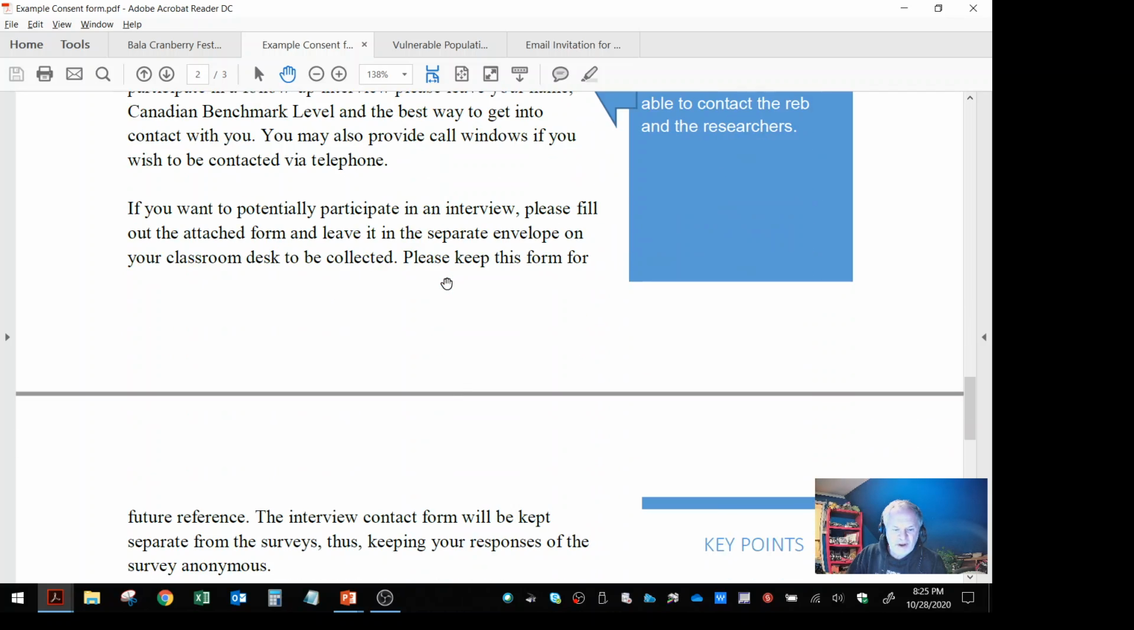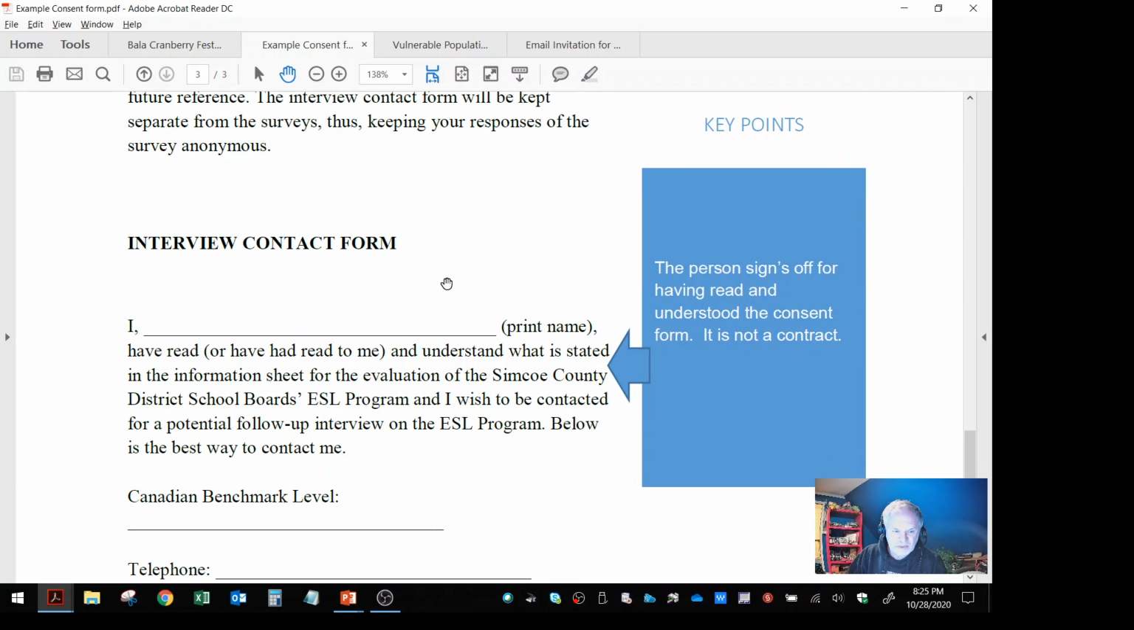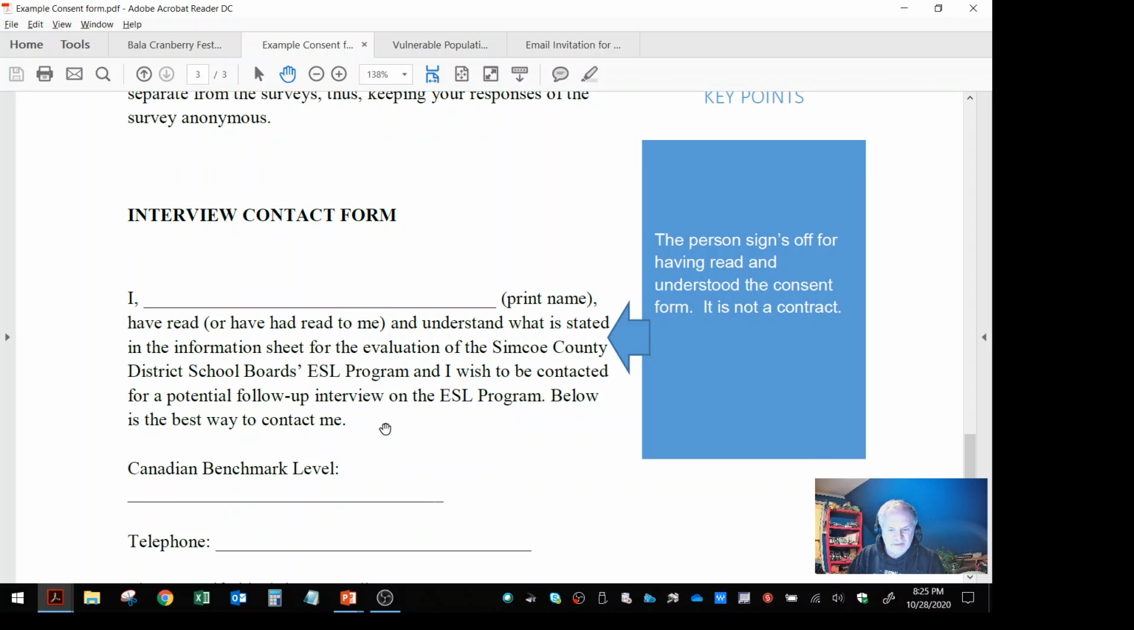The one point I want to raise is a request for contact. Sometimes you'll ask them before you even give them the survey if you want to follow up. This is for a mixed methodology, for an interview, for example, if they want to participate and to be contacted for a follow-up interview.